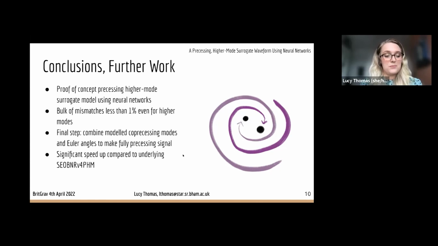Because of the neural network implementation of our surrogate, we expect a significant speed up compared to the original SEOBNR V4PHM model at roughly 100 times faster on a CPU, with further speed up when evaluated on a GPU. Thank you so much for listening, and I welcome any questions.